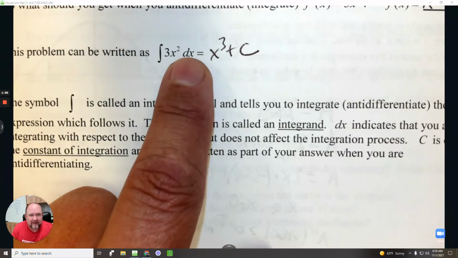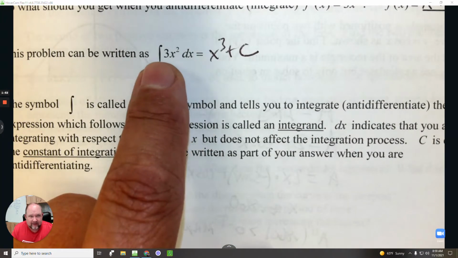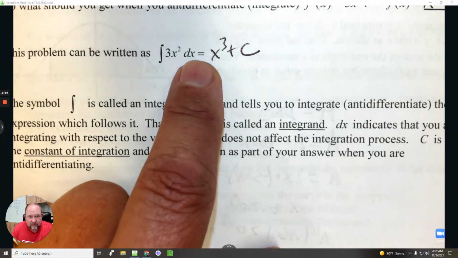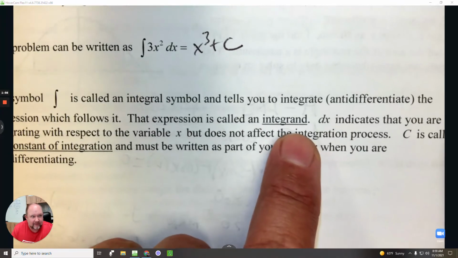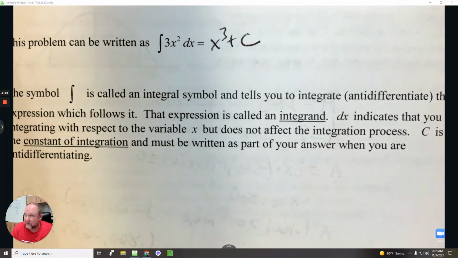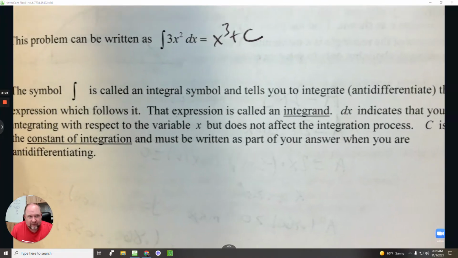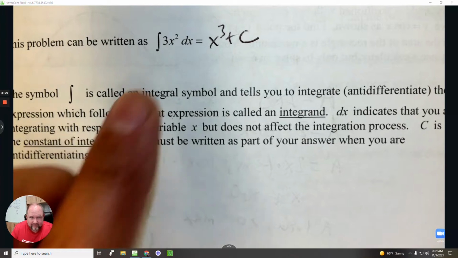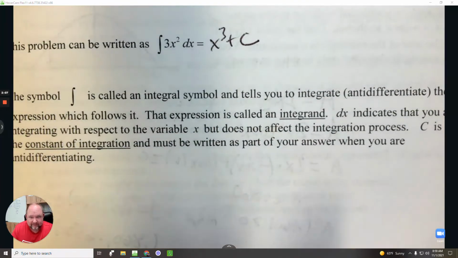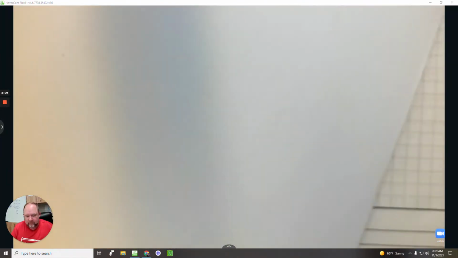And then we always need a dx at the end, kind of like a train. The engine and the caboose, they need to go together. And it indicates that you're integrating with respect to that variable x. C is called the constant of integration and must be written when you integrate at the very end. And you'll remember it because we'll do it over and over and over again.